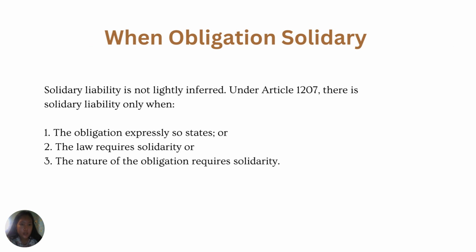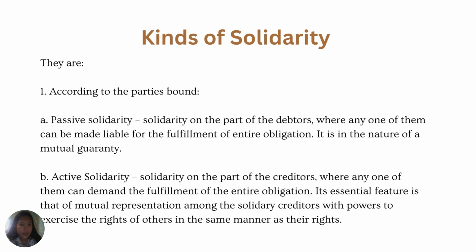So when is an obligation solidary? Solidary liability is not lightly inferred. Under Article 1207, there is solidary liability only when, number one, the obligation expressly so states, or second, the law requires solidarity, or third, the nature of the obligation requires solidarity. Solidary liability also exists when it is imposed in a final judgment against several defendants. Now let us discuss the kinds of solidarity.